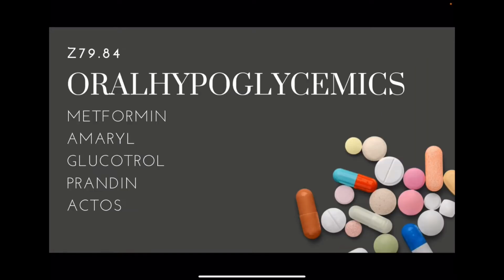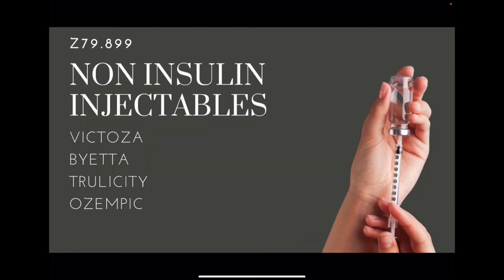Then the next category is oral hypoglycemics. And these are your drugs like metformin and Actos and Prandin, and I think Januvia. These are drugs that the patient will take via pill format, so they're oral, and they're usually the first line of defense in diabetes after diet. That you would code with Z79.84.